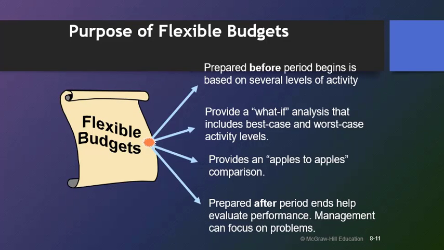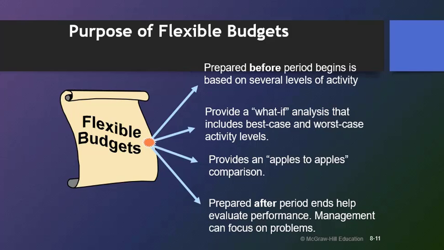So a flexible budget can be prepared before the period begins and is often based on several levels of activity. So budgets for different levels of activity provide somewhat of a what-if analysis that often includes our best case and worst case scenarios in terms of activity levels. So this can allow management to make adjustments to help improve profitability for the period.